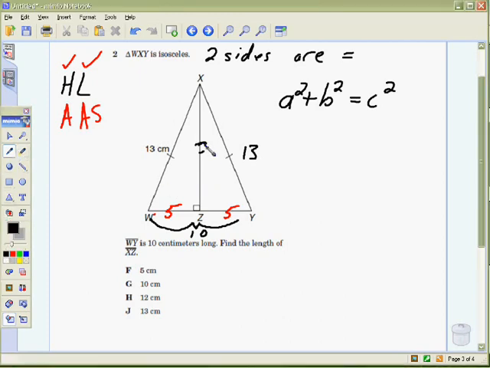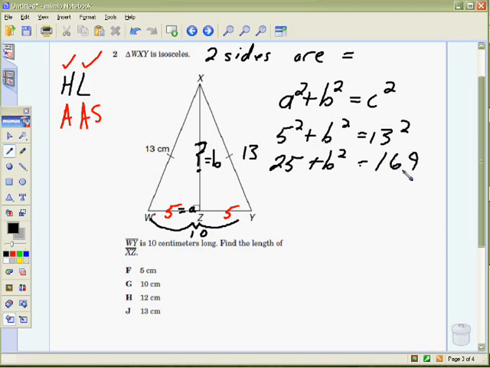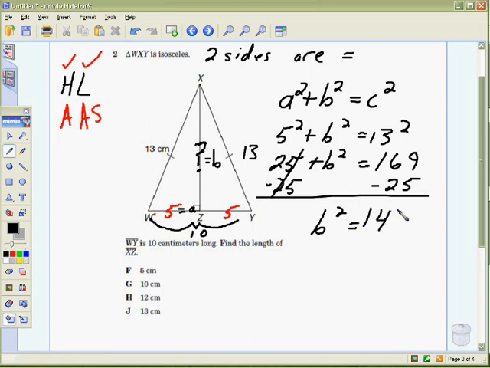So I'm going to use the Pythagorean theorem to find this missing piece. I'm going to call this a, and I'll call my missing piece b. So I've got 5 squared plus b squared equals 13 squared. Simplify. 25 plus b squared equals 169. Continuing to solve for b, subtract 25 from each side. I get b squared is equal to 144. Take the square root to find out what b is, and I get that b is equal to 12, which is letter H.